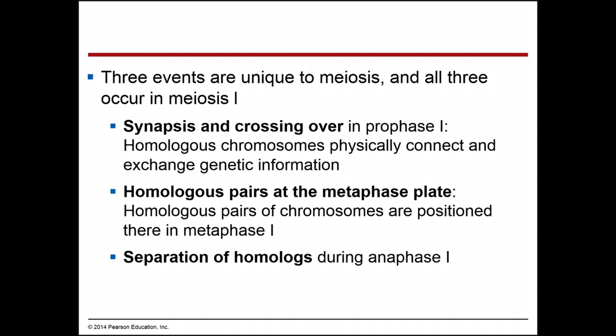In mitosis, the homologs never pair up. They line up single file at the metaphase plate. But during meiosis, particularly meiosis 1, you will have the homologs, or the sets of chromosomes from each parent, pairing up so that they may do synapsis and crossing over, and then they will separate.